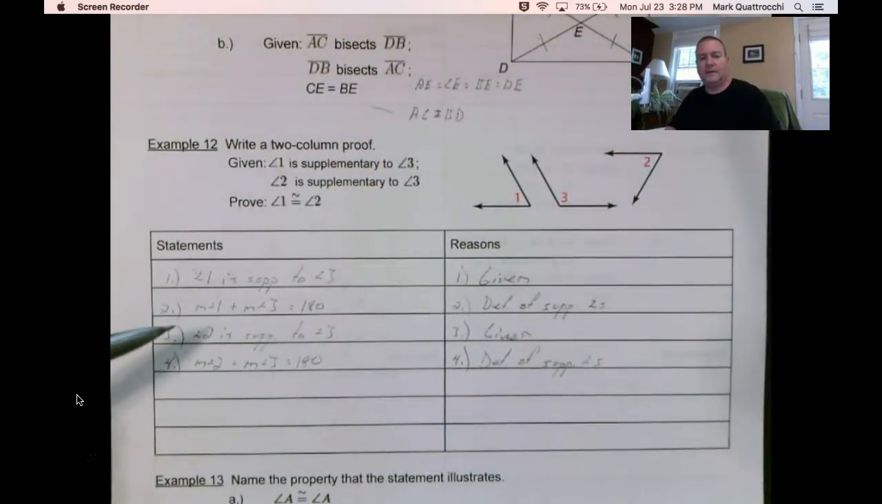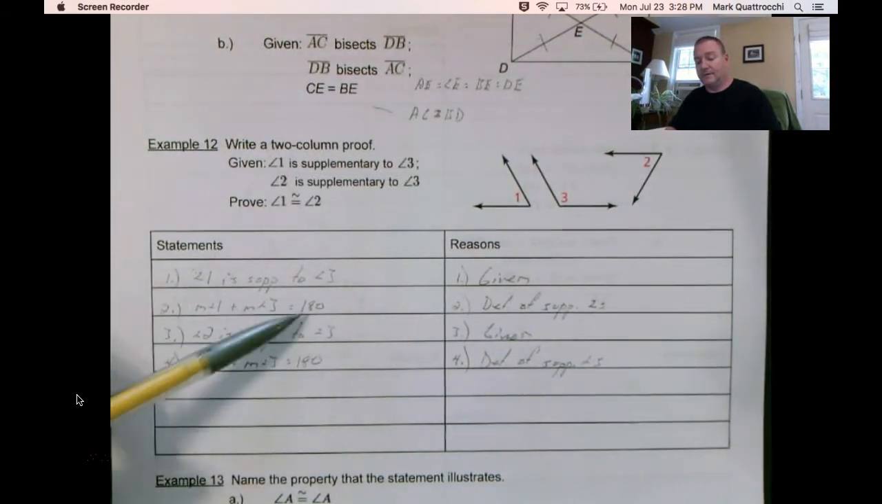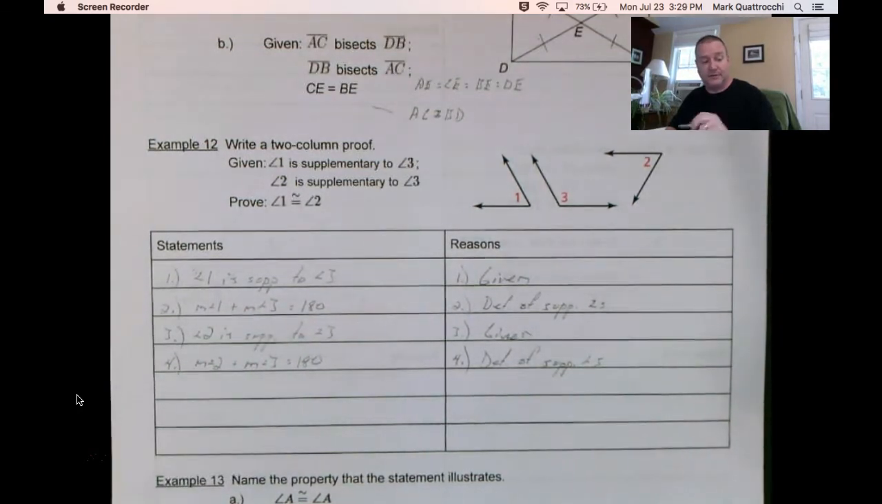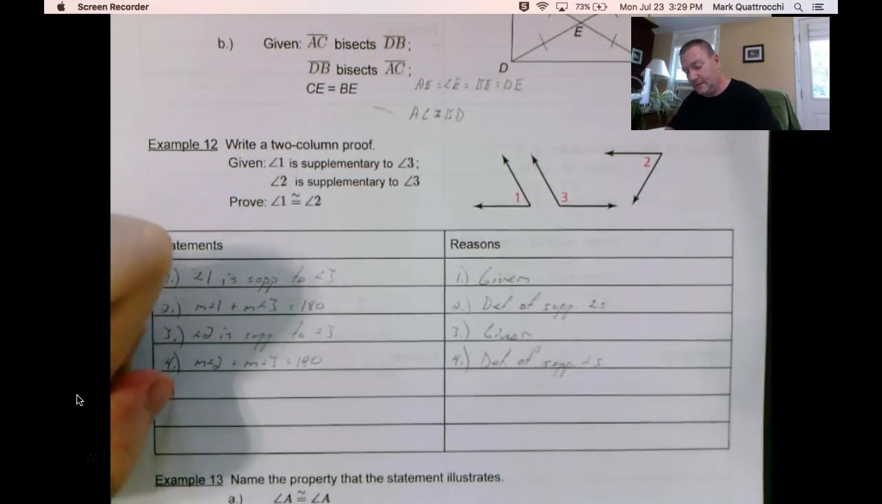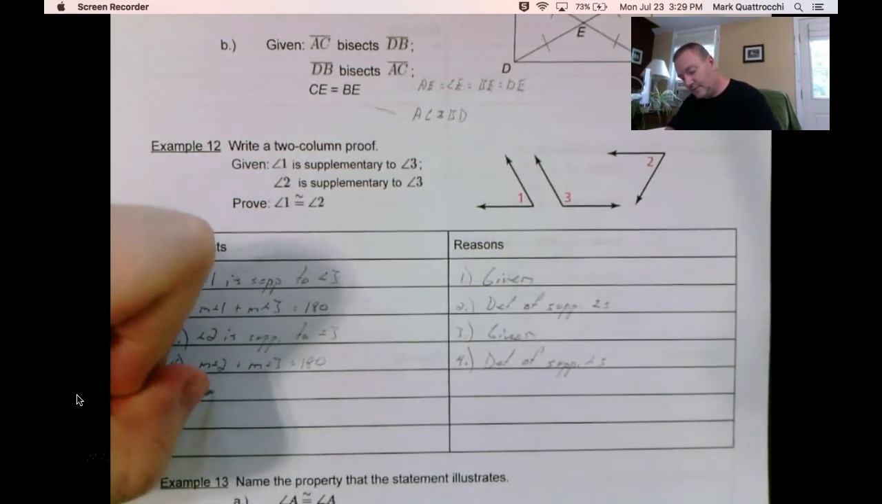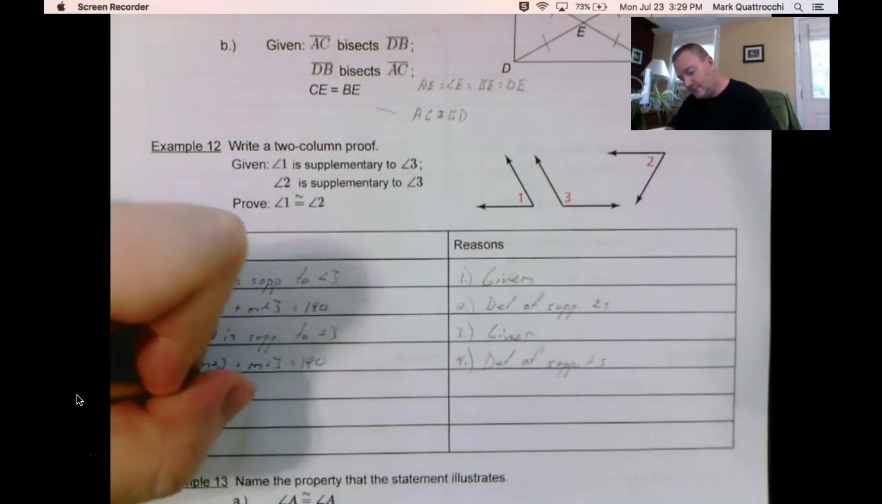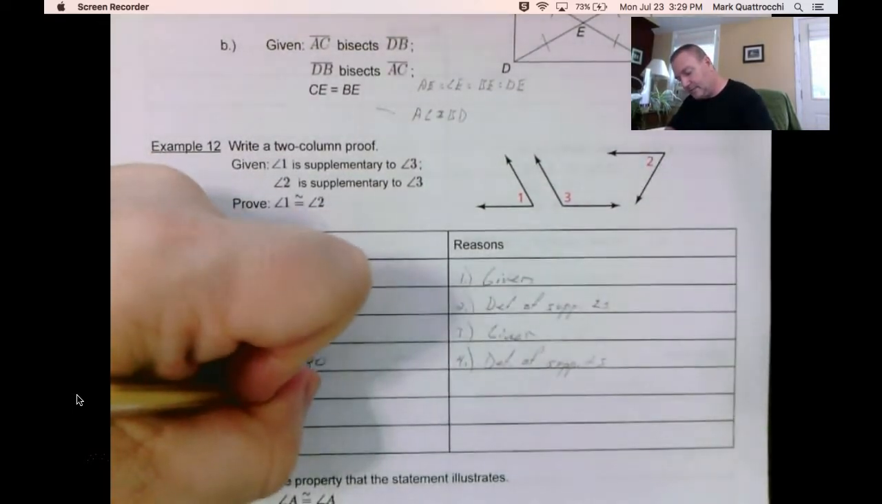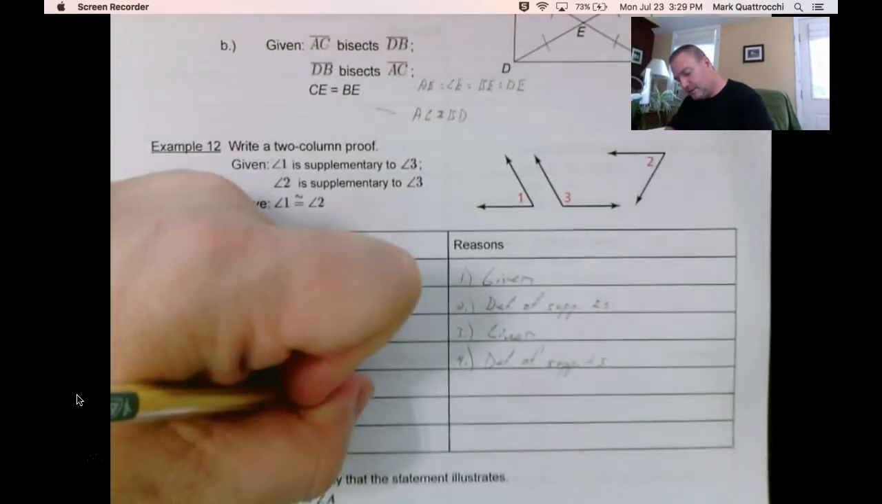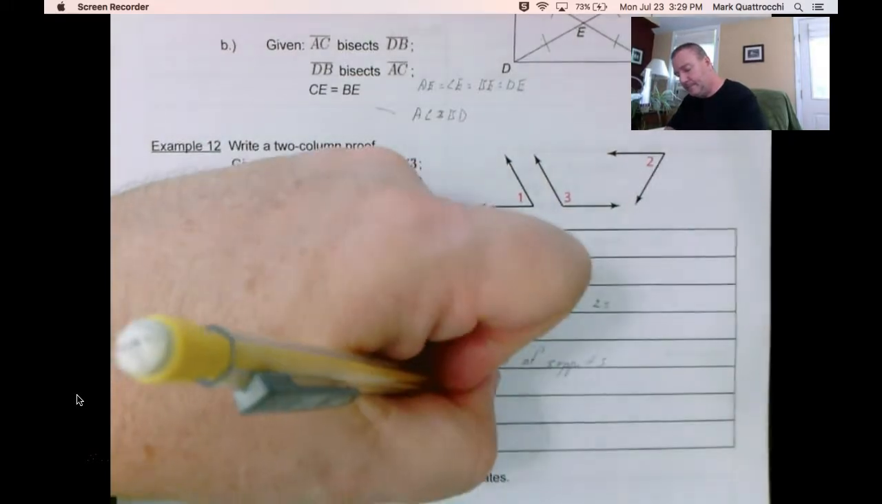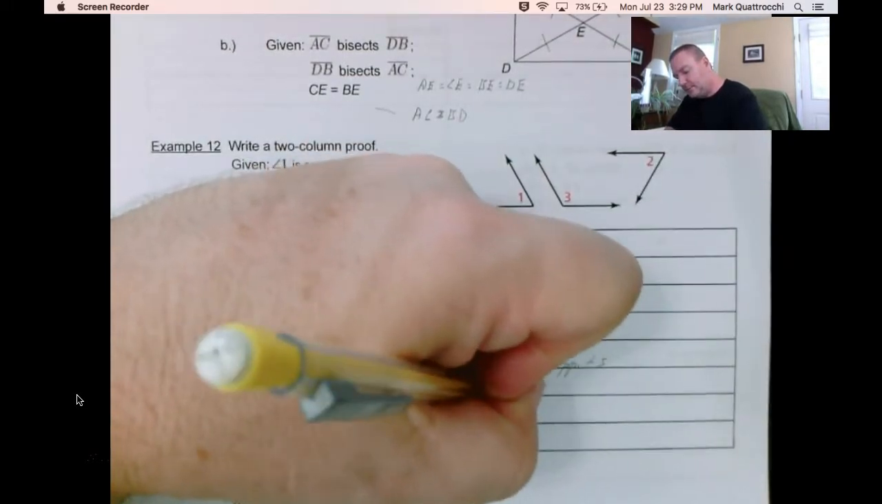Okay, if we take a look at statements 2 and 3, both statements are equal to 180 degrees. So since they're both equal to 180, they have to be equal to each other. Or another way of thinking of it, instead of writing 180 degrees here, I can write the measure of angle 2 plus the measure of angle 3 by substitution. That's probably the best way of thinking of it. Statement 5 is going to be the measure of angle 1 plus the measure of angle 3 equals the measure of angle 2 plus the measure of angle 3. Substitution property.